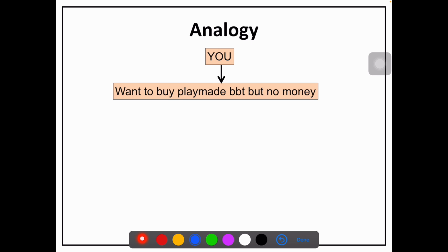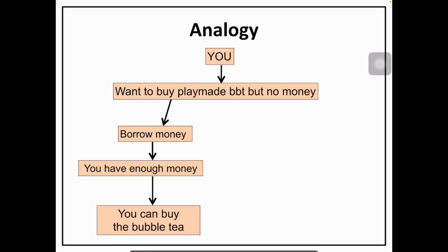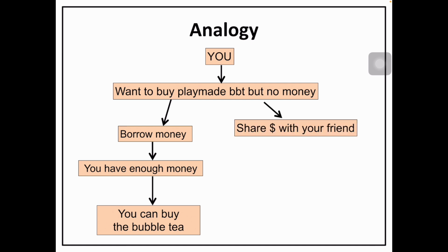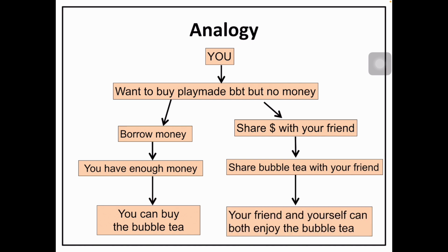Okay, now there are two possible things that can happen at that moment. Imagine that you have a friend with you. Imagine that you want to borrow money, right? And you ask your friend, hey, can you pass me $2 to buy the Playmate bubble tea? Now you have the money, your friend doesn't have the money, and then you can buy your Playmate, right? And that is scenario one. So you took the money from your friend, you bought the bubble tea, and everyone's happy. Or rather, you are happy, right? Alternatively, you can actually share the money with your friend. That means both of you chip in $2 together and you get a bubble tea, just one cup, but you share the bubble tea together, and at the end, you and your friend both can enjoy the bubble tea.